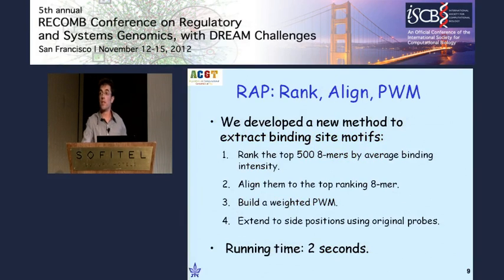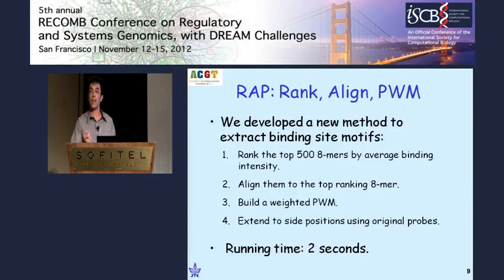For this aim, we developed a new algorithm called REP, which stands for Rank, Align, and PWM. This is a simple heuristic algorithm that works in 4 phases. In the first phase, all 8-mers are considered, and they are scored according to the average binding intensity, meaning the average binding of all the probes they appear in. The top 500 are taken, and these are aligned to the top-ranking 8-mer. This is almost always the consensus sequence, meaning the 8-mer that the TF likes to bind to most. Then, using this alignment, we build a weighted position weight matrix.